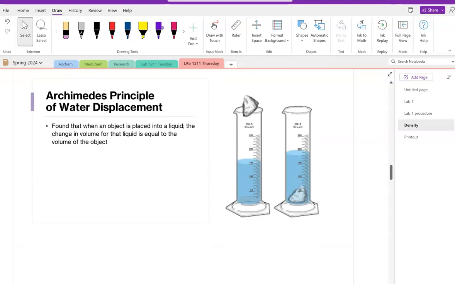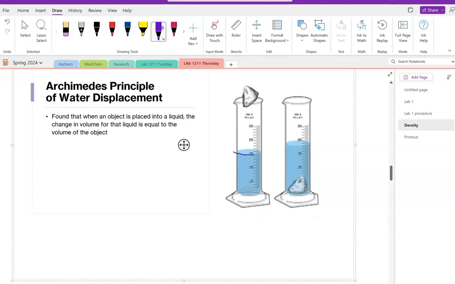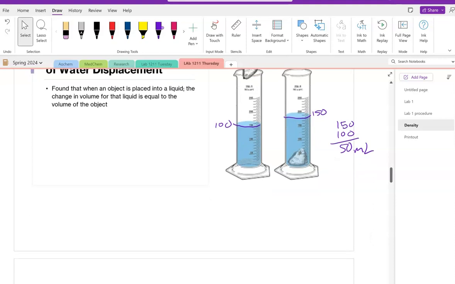If you get in a bathtub and you sit down, you'll notice the water rises up the same volume as the object. So here, if the water is starting at 100 and it ends up at 150, we can get the volume of the rock by subtracting those two. So the volume of my rock is 50 milliliters.